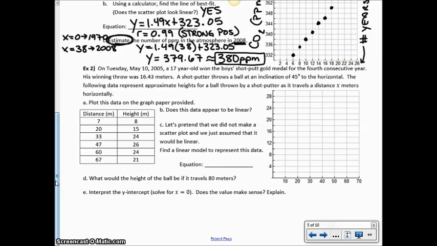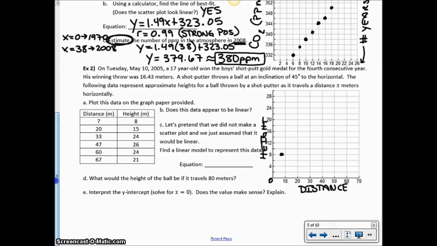So first we're going to plot this. Always label. So this is height. And then on the x-axis it's going to be distance. Okay. And once you plot this, it should be kind of easy. 7 is going to be in between 0 and 10. This is 0 here. So we're going to move a little bit closer to 10. We're going to go up to 8. So it's a little bit more than halfway.